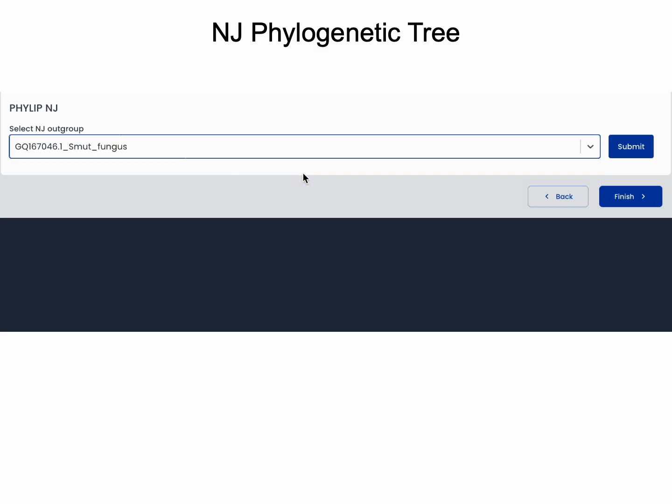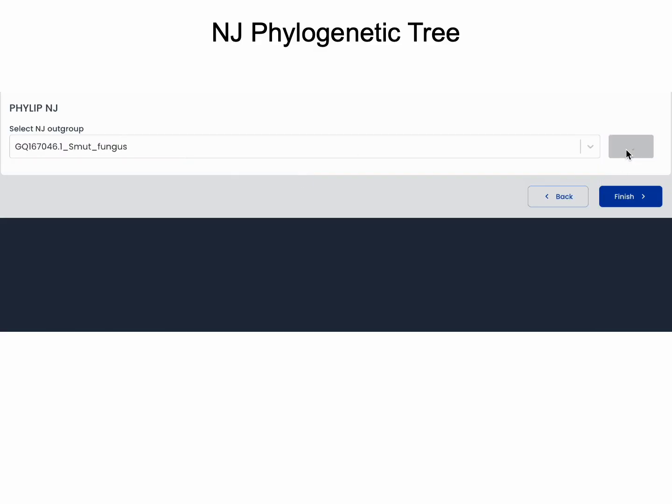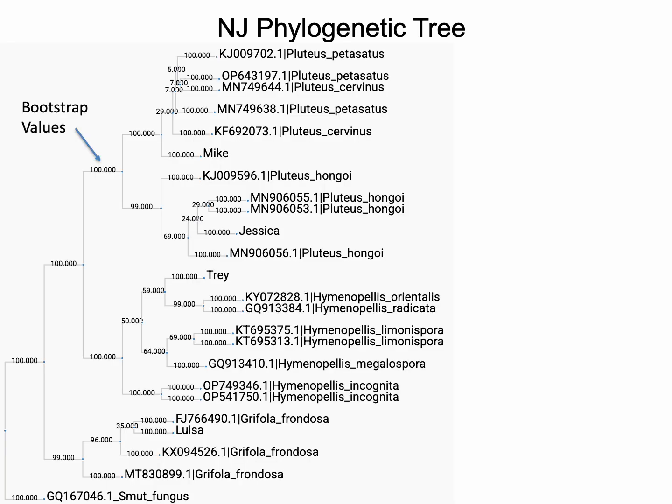Next, let's make an NJ tree. Same as the ML, the software will automatically analyze all the taxa that were present in the muscle alignment you previously constructed. All you have to do is select an outgroup to root the tree and hit select. We'll use the same outgroup as before, as the smut fungus is still the least similar taxon from the percent similarity matrix in the muscle alignment. Your output should look something like this.